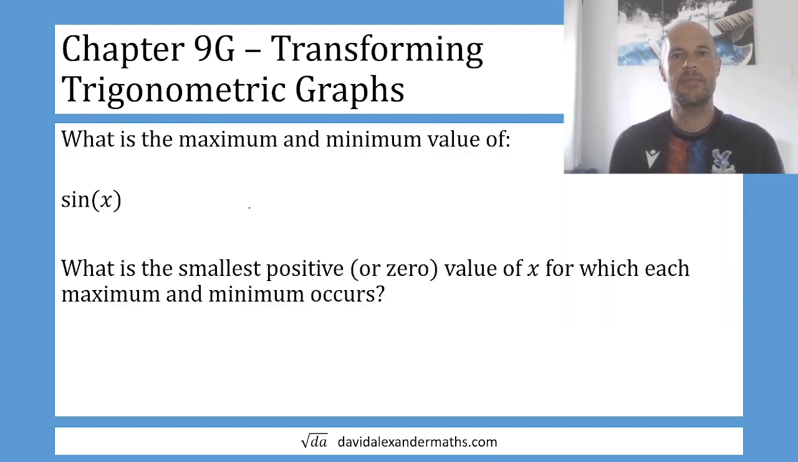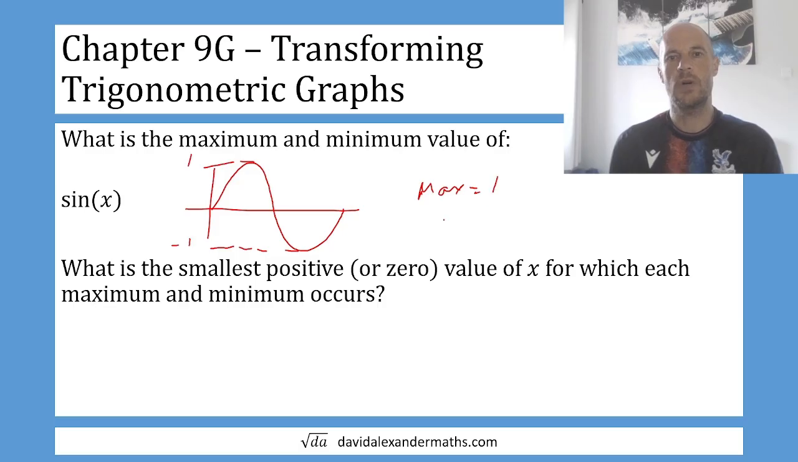Okay, so what's the maximum and minimum value of the sine of x? Well, this is just something we need to remember. The maximum is 1 and the minimum is negative 1. Okay, so max equals 1, min equals negative 1, and what is the smallest positive or 0 value of x for which each maximum and minimum occurs?